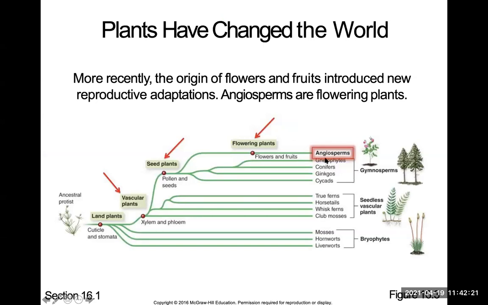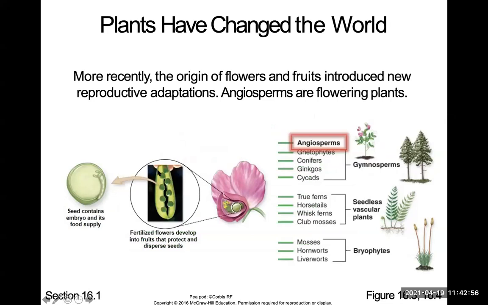So the next group we have is angiosperms. That was the origin of flowers and fruits that introduced a new reproductive adaptation. It was a reproductive adaptation because, as I said before, now it can entice animals. Animals can eat the fruit and poop somewhere maybe far away. Maybe there are more nutrients there, and that's how it's going to help it reproduce. It can poop out the seeds after eating the fruit. Also, the insects are going to do the pollination. So angiosperms are flowering plants.